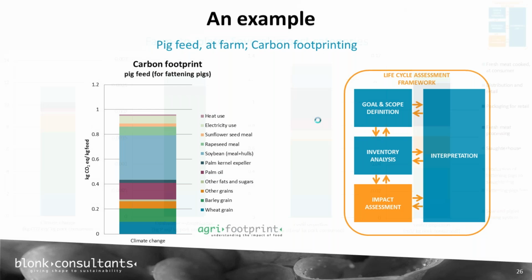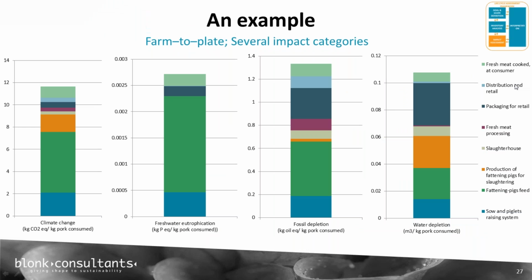You could also choose to make an extended impact assessment from farm to plate. So in this case, you can check several impact categories: climate change, freshwater eutrophication, fossil depletion, and water depletion. And again, you can see the contribution of each life stage displayed on the right of your screen. So, for example, we can see that the pig feed has a high contribution on the eutrophication of freshwater, and this is mainly due to the fertilization during cultivation. Similarly, we can see that for fossil depletion, the pig feed and the packaging has also high contribution, and this is an example of how your impact assessment would look like.